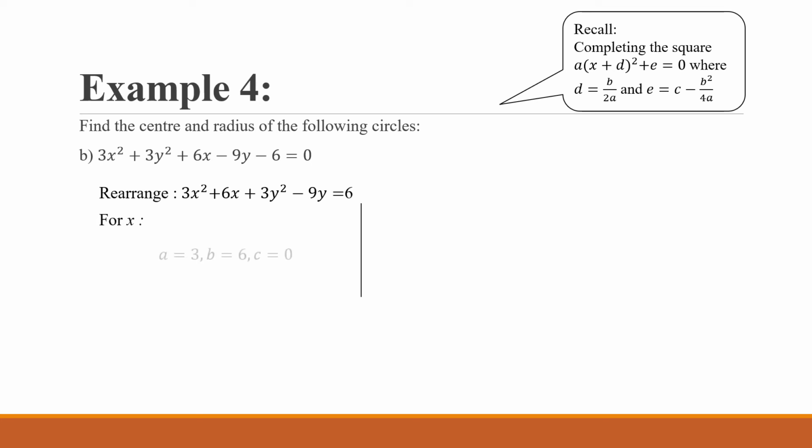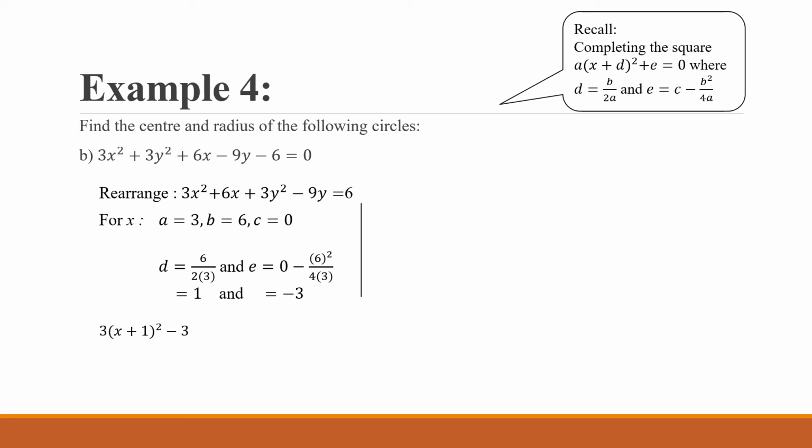A is 3, B is 6, C is 0. Therefore, the value for D is 1 and E is negative 3. So, for x, the completing the square is 3(x + 1)² - 3. Do the same thing for y.